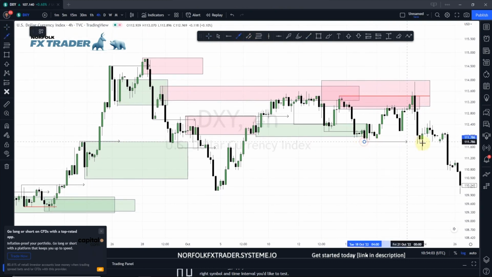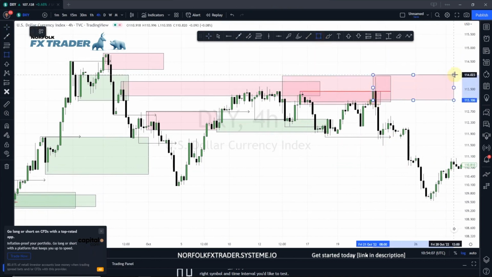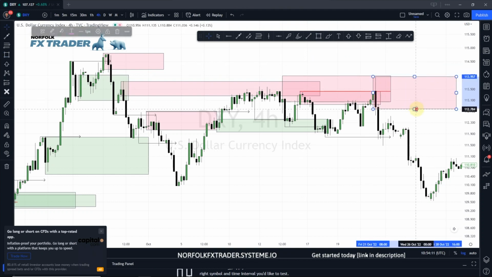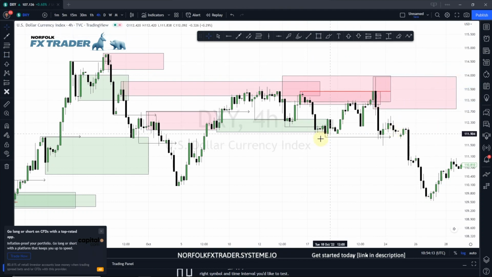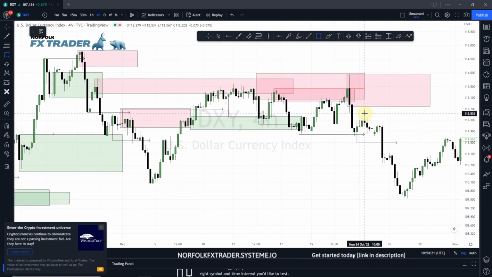We have another break of structure right here. That leaves another area of supply. Again, you can draw it from the body or from the wick of that zone, whichever you prefer. And then the continuation to the downside, once again, we have another break of structure here. That leaves me another area of supply. I'm just probably going to draw it from these candlesticks.